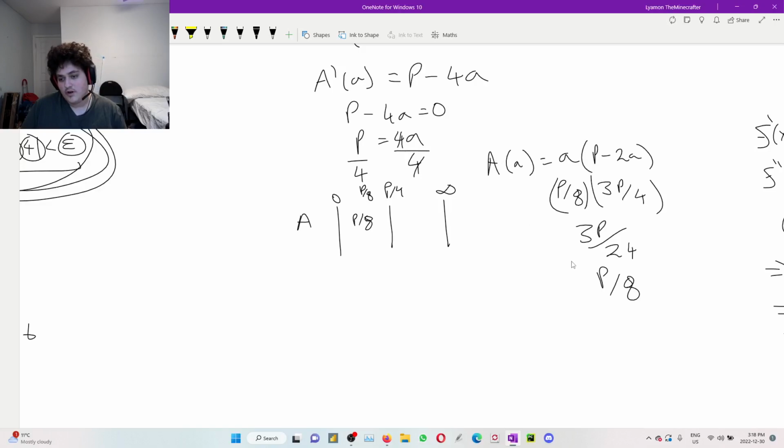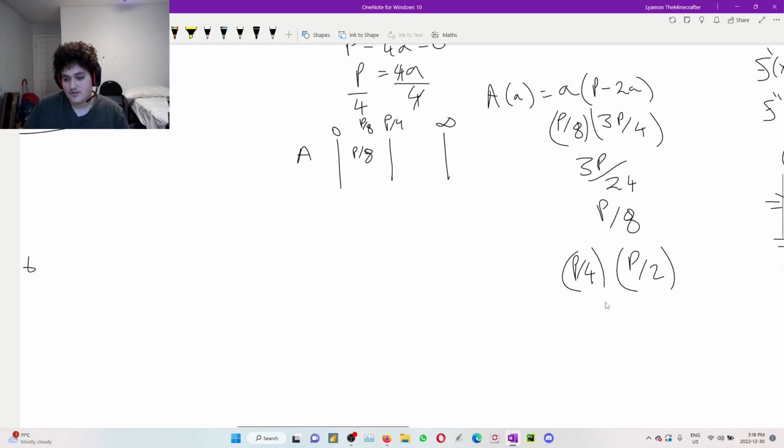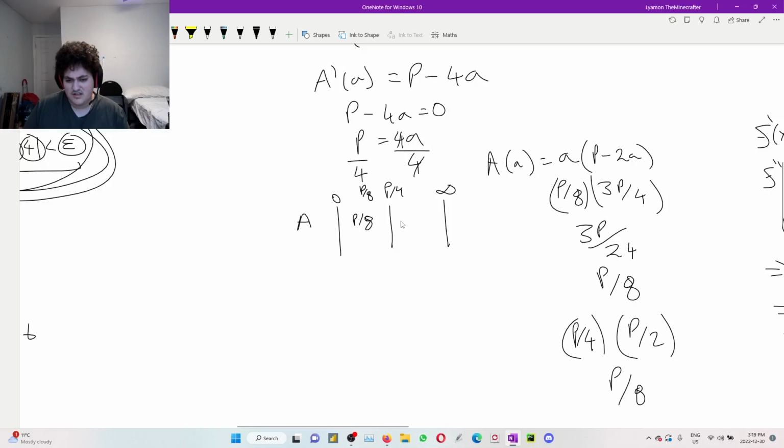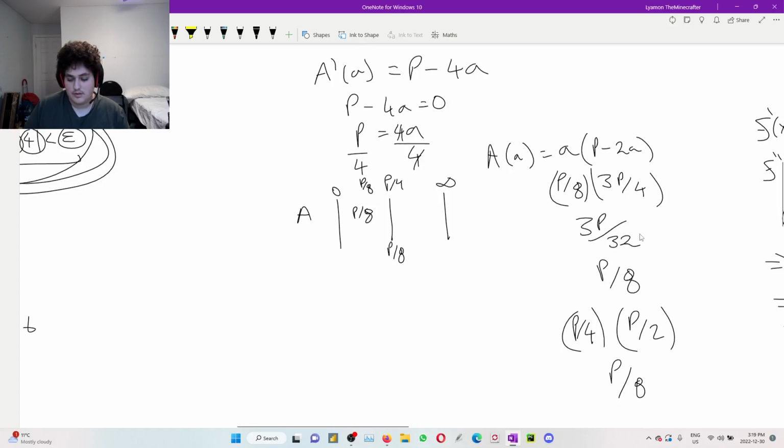If you plug in p over 4, then 2 times p over 4 is p over 2, so this is p over 2. That's just p over 16. Sorry, p over 8. I must have made a mistake here. A is p over 8. P over 8 is 2 times that, that's p over 4. Should be 3p over 4. I see. This is 32. Okay.